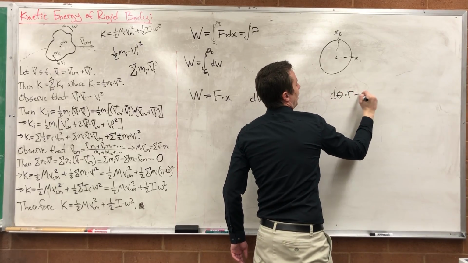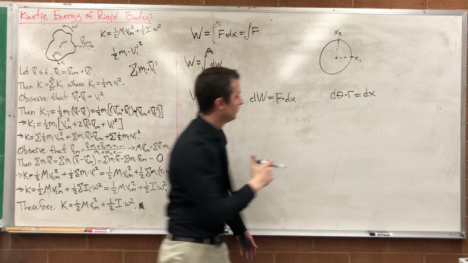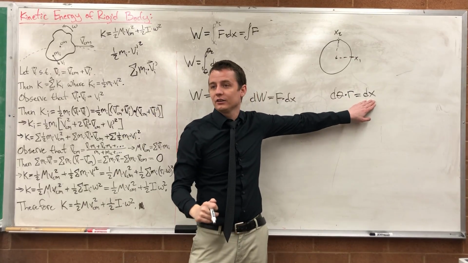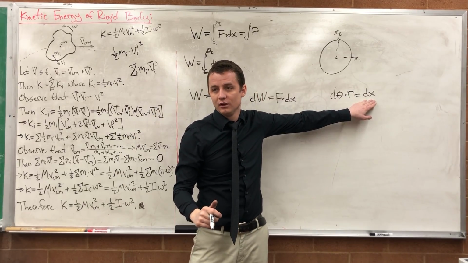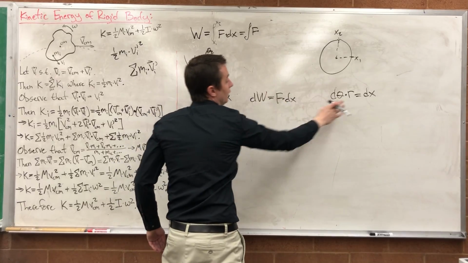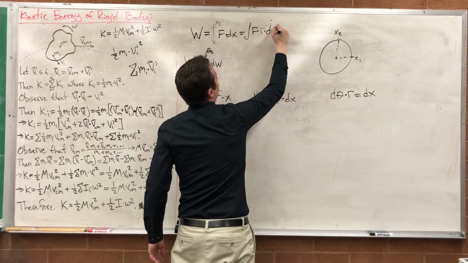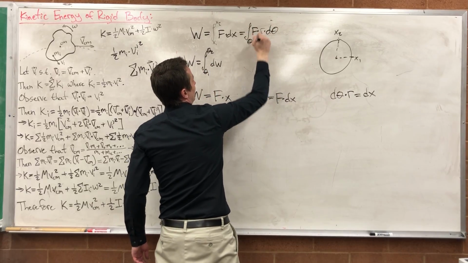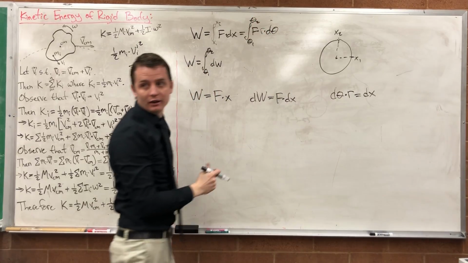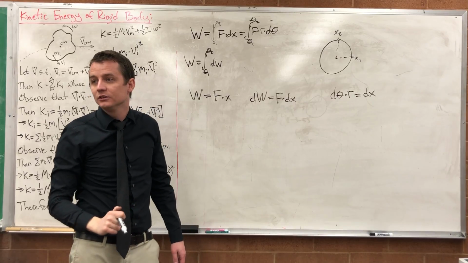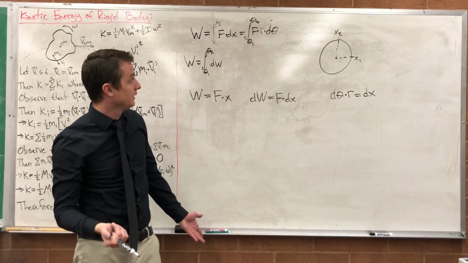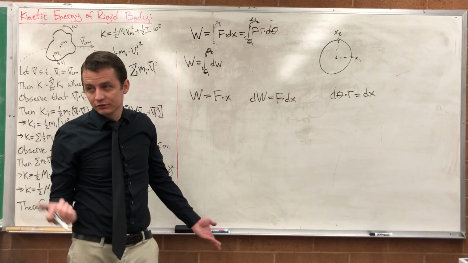D theta times r is dx. Okay, that's what I'm thinking. D theta times r is dx, right? So I can put that substitution in here, and now I can replace this with f times r times d theta. And now I want to go from theta 1 to theta 2 rather than x1 to x2, since I changed what we're integrating with respect to. But we're still adding up the same values, right? Yeah, still the same integral.